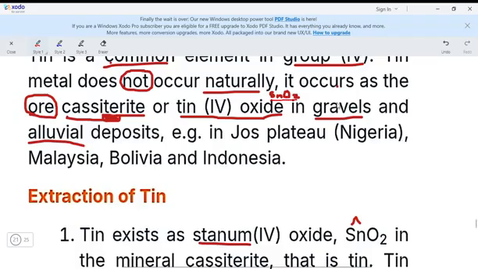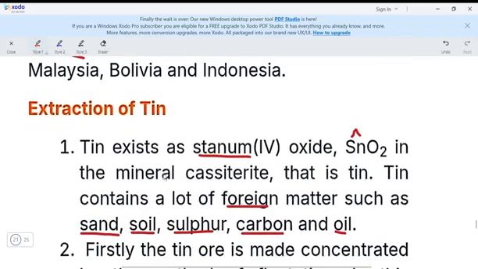And this tin 4 oxide cassiterite, we see it in gravels and alluvial deposits. That means those areas where you have water. That's where you can get all these tin materials. How do we extract tin?